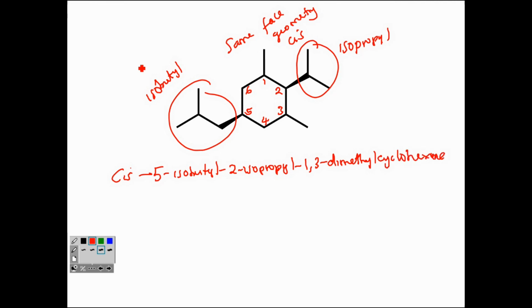cyclohexane. Pretty long name. Looks like my name. I have a very long name. I wish this was my name given by my parents. Just kidding. Cis 5 isobutyl 2 isopropyl 1,3 dimethyl cyclohexane.